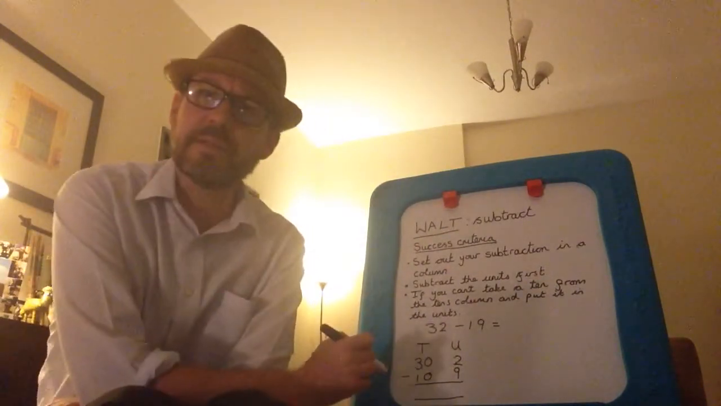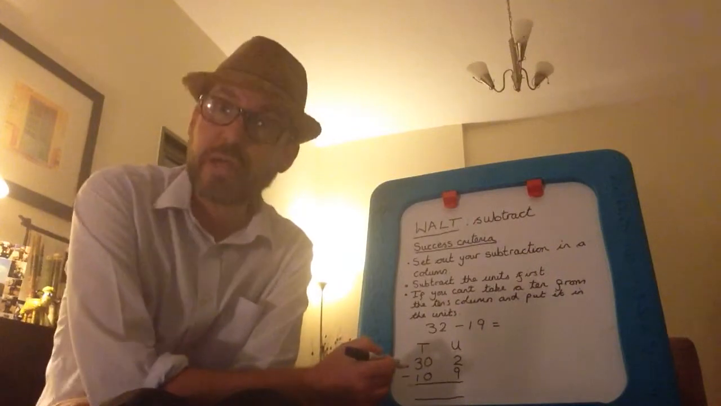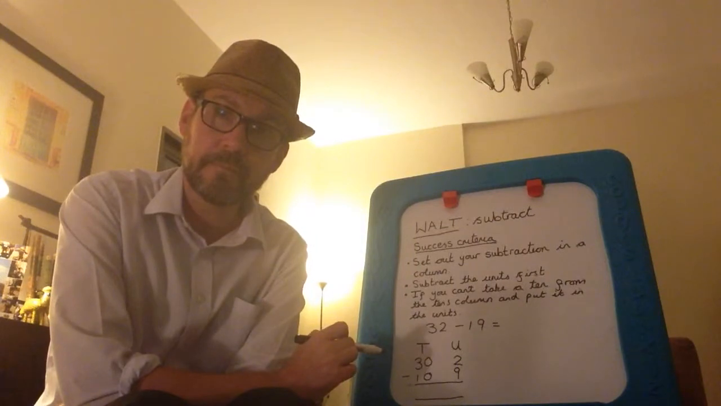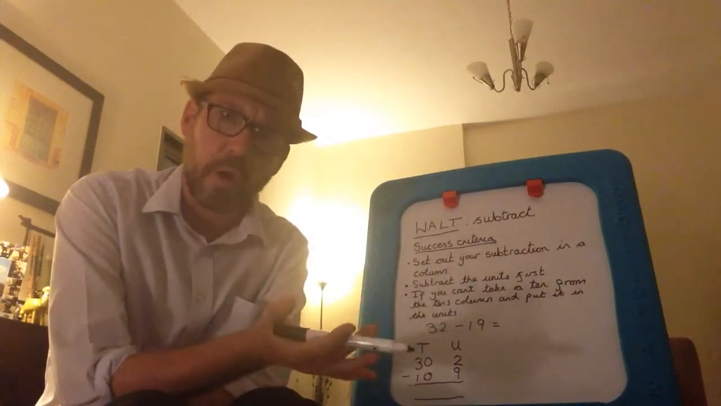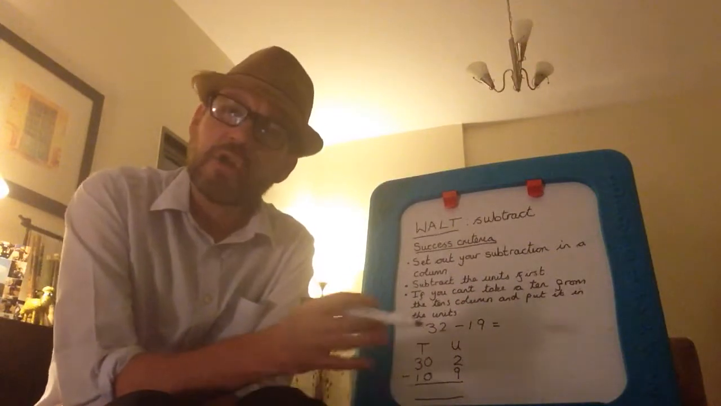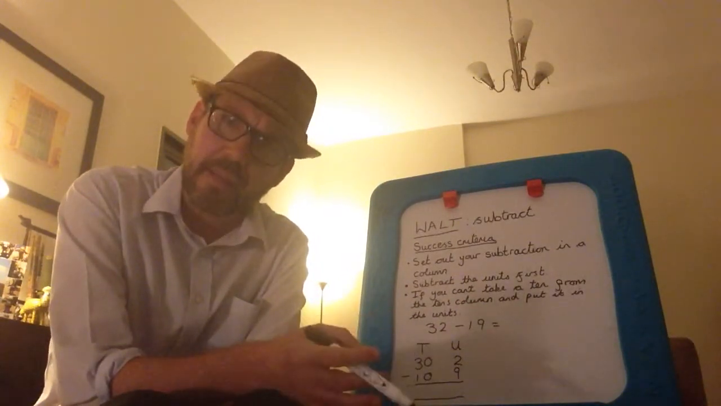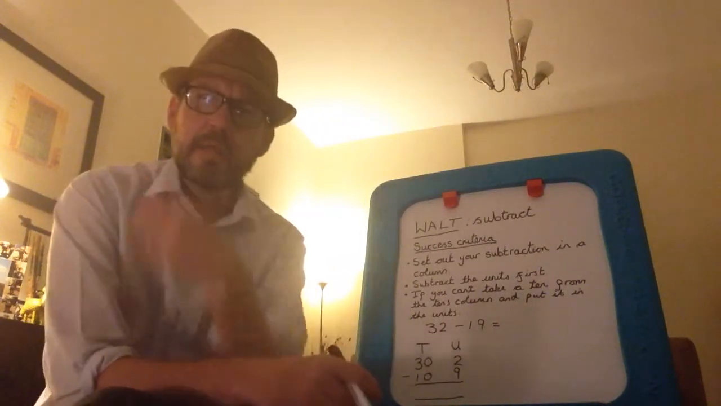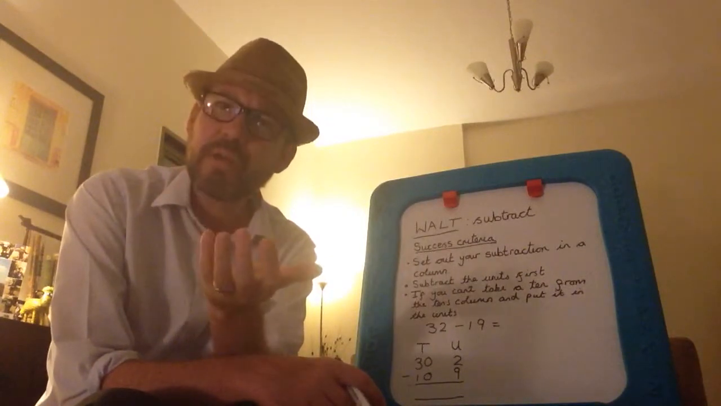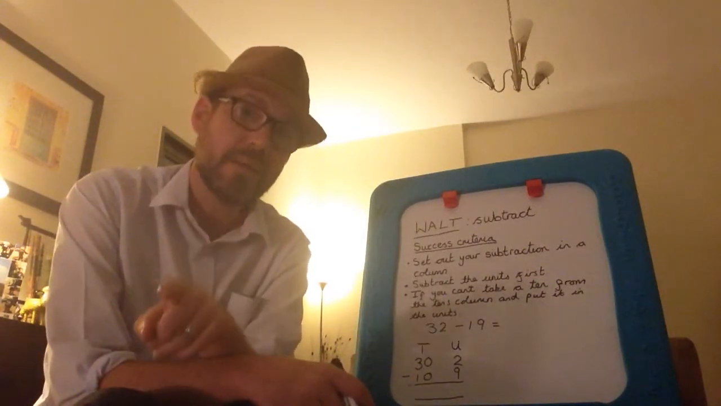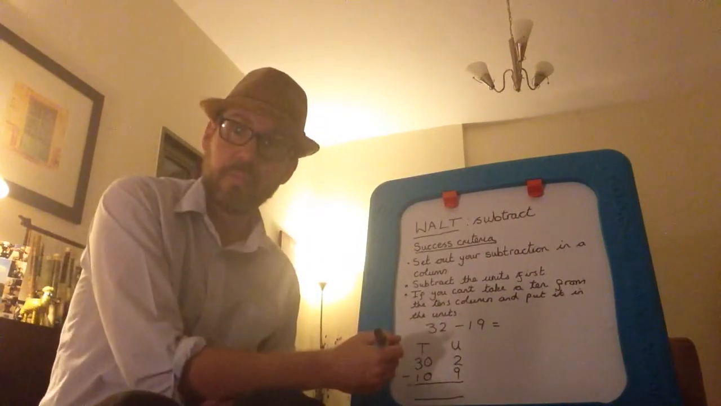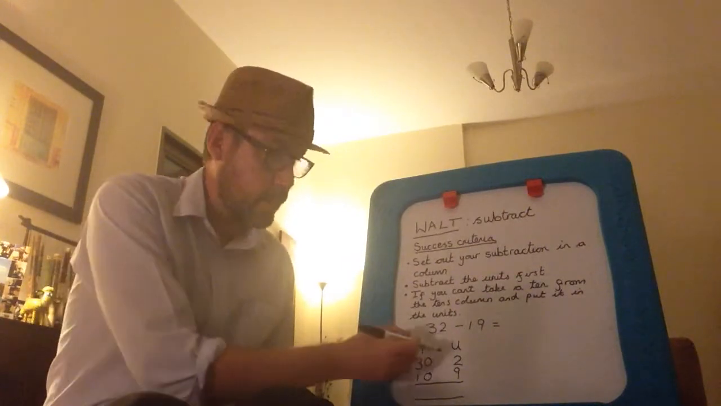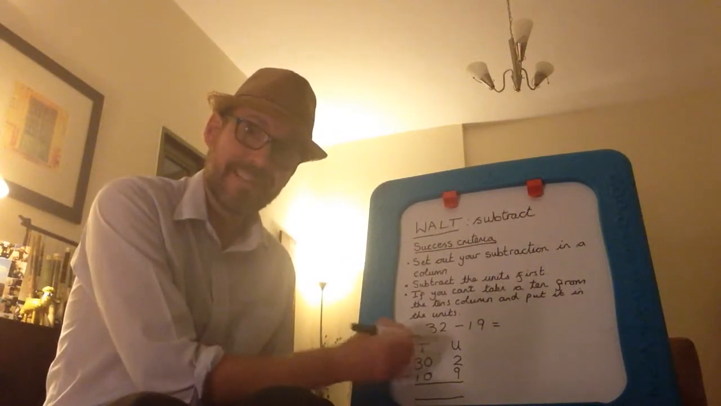Let's start over with the units column and subtract them. So we've got 2 units, subtract 9. Oh, we've got a problem, haven't we? Because you can't subtract 9 from 2. 2 is a smaller number. You just can't do it. So where are we going to go? Well, the only place that we can go is next door. What we're going to do is take a 10 from the 30 and bring it over to here.